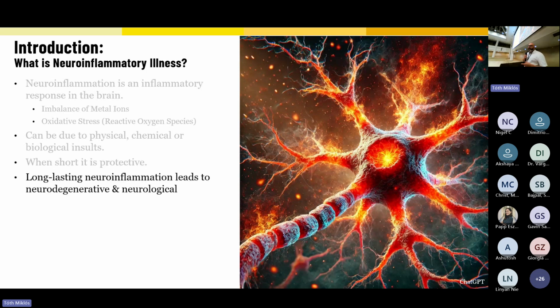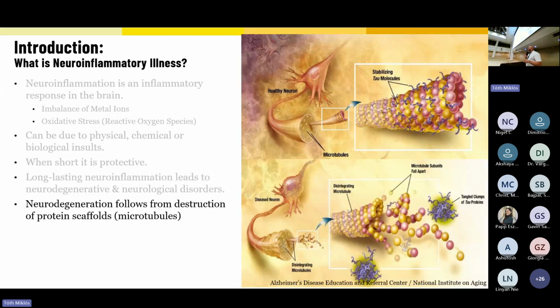But when it is long-lasting, the neuroinflammation can lead to long-lasting damages. So when it's chronic, it can lead to damage overall because of the buildup of reactive oxygen species and this long-lasting imbalance of metal ions. One of the things that can occur, specifically in neurodegenerative diseases, is that imbalance of metal ions and the reactive oxygen species can start to damage the protein structures in your brain, which eventually lead to the structures that are holding up the brain cell to start to fall apart and die, like in Alzheimer's disease or Parkinson's disease, eventually leading to the neuron withering and being removed.